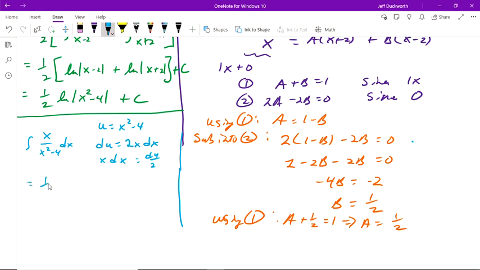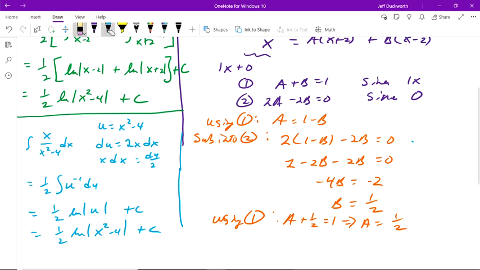So that means we have 1/2 integral of u to the negative 1 du, which is 1/2 ln of the absolute value of u. And when we replace it, it's 1/2 natural log of x squared minus 4. And that's the same answer as up here. So again, we went through a whole bunch more work to solve this problem, but this is a precursor for problems that you're just not going to be able to solve using a u substitution.